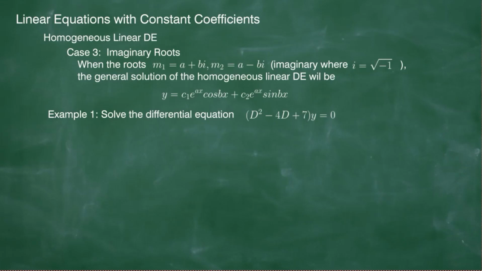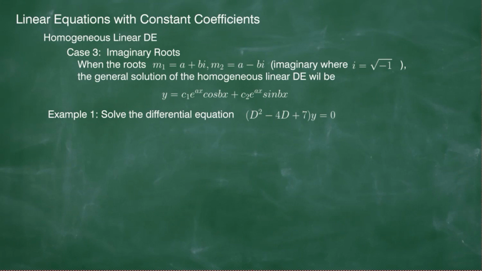Homogeneous linear differential equations with constant coefficients. Case number 3 for imaginary roots. If the roots of the auxiliary equation are m1 equals a plus bi and m2 equals a minus bi, then the general solution is y equals c sub 1 times e to the ax times cosine of bx plus c sub 2 times e to the ax times sine of bx.